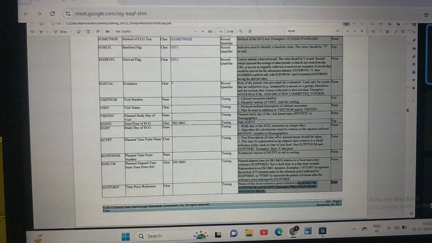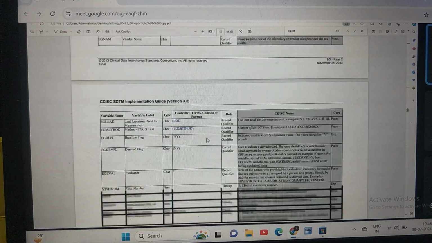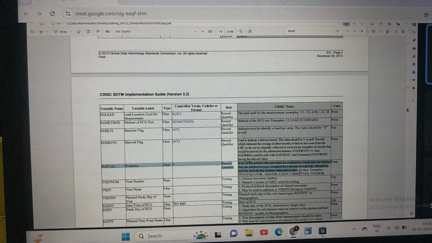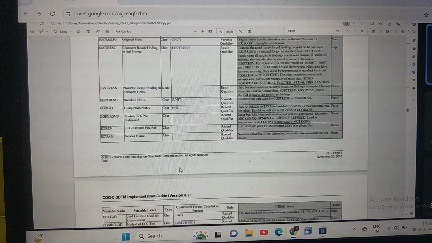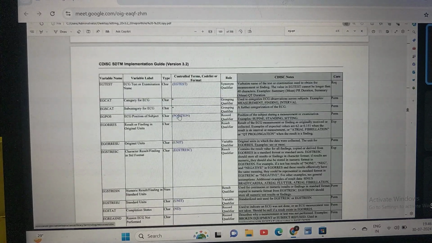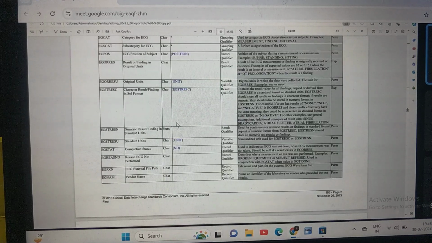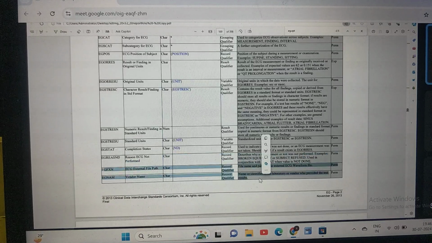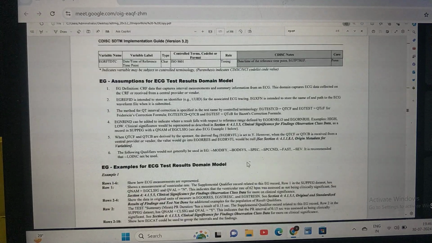If you can see, is there any new variable? This is the one, EGEVAL, the evaluator. It might be seen in other domains. The rest of the variables you have seen are pretty much the same. This is EGNUM, EGSEQ, these two. So 95% of all variables from your findings domains will be really the same. This will change only in the prefix of the domain. That's it. Is that clear? Do you have any questions? Clear, sir.